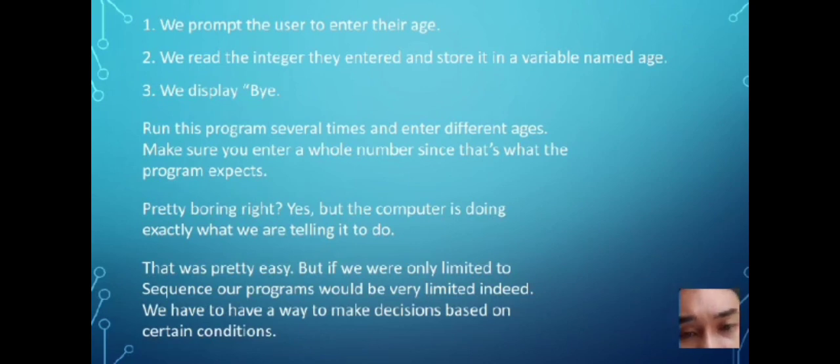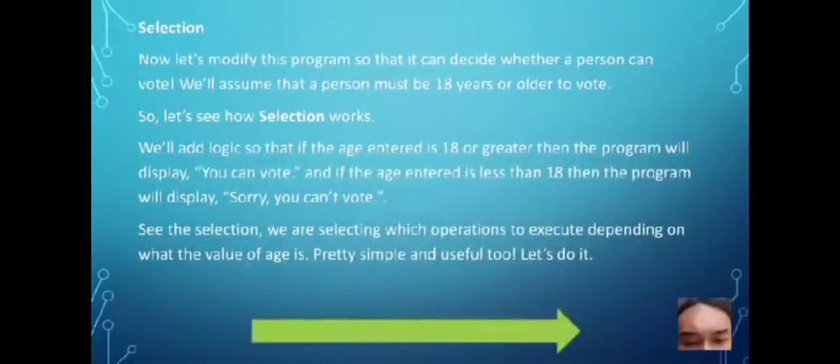That was pretty easy. But if we were only limited to sequence, our programs would be very limited indeed. We have to have a way to make decisions based on certain conditions. The next one is selection. Now let's modify this program so that it can decide whether a person can vote. We'll assume that a person must be 18 years or older to vote. So let's see how selection works.